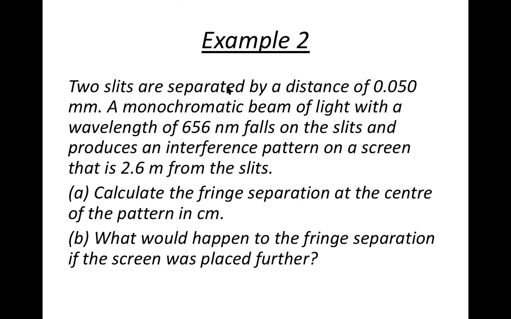So looking at our givens, we have a slit separation of 0.05 millimeters. To go from millimeters to meters, you're going to do times 10 to the minus 3. So that's 0.05 times 10 to the minus 3, or you could just move your decimal 3 over if you're familiar with it. And then we have a wavelength, a lambda of 656 nanometers, so that means times 10 to the minus 9. So we have d and lambda, and we produce an interference pattern on a screen that is 2.6 meters from the slits, so that's L.